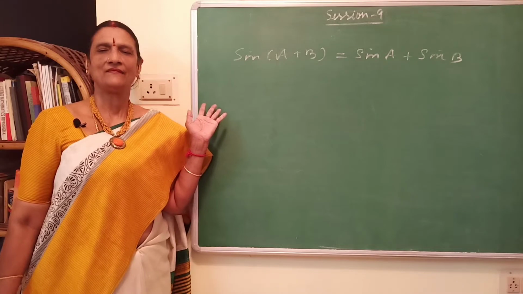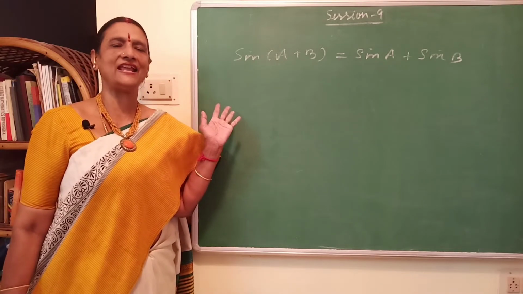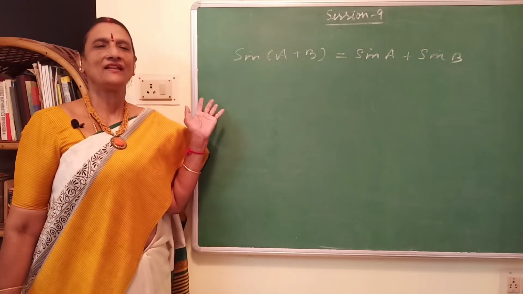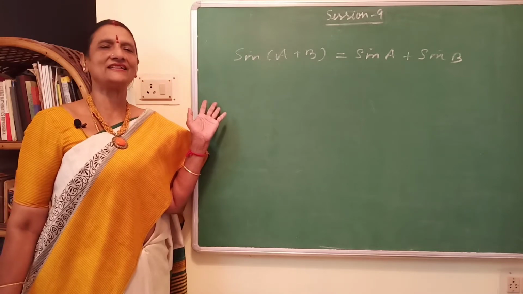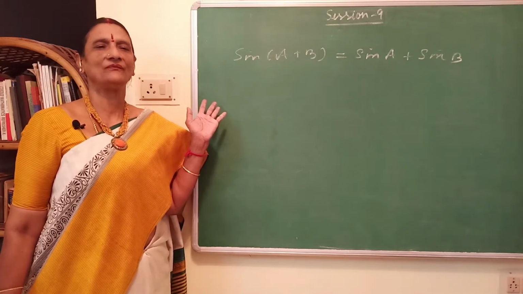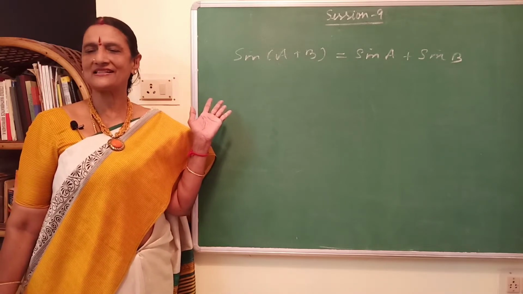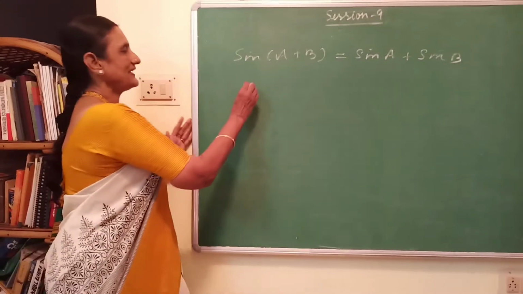Okay, next. Cot A. What is the value of cot A when A is equal to 0? When A is equal to 0, what do you get as the cot value? Cot value when A equals 0 is infinity. Why? Cot A is what?